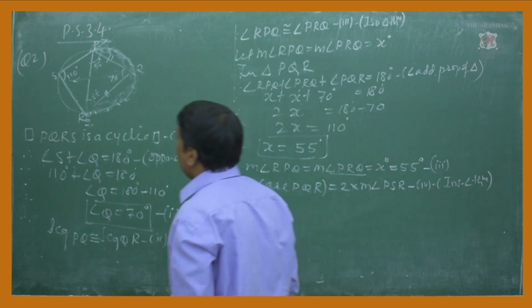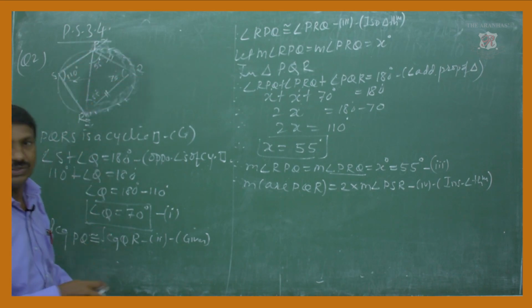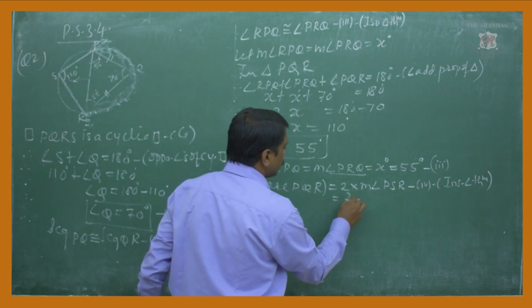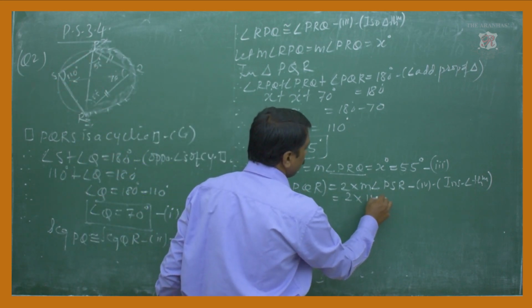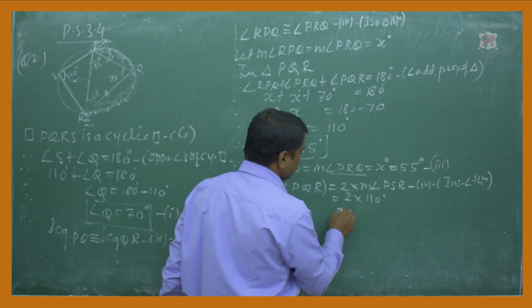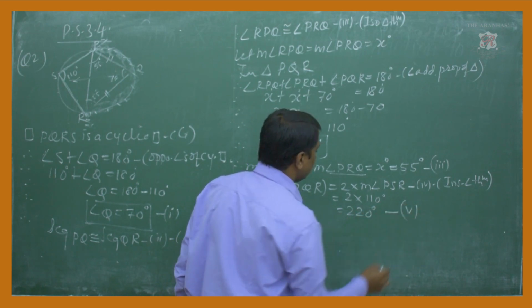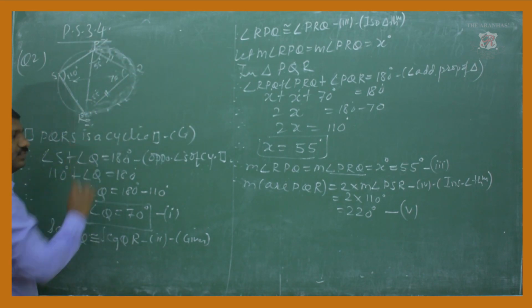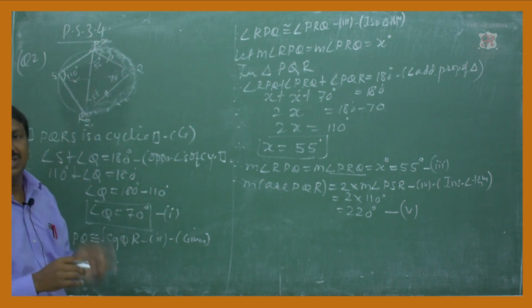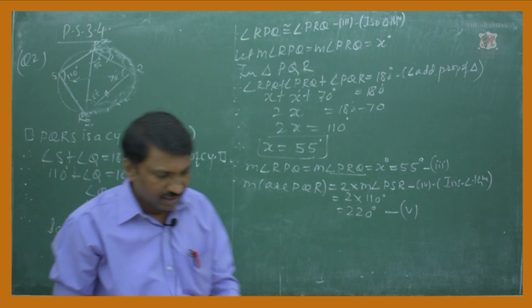By the inscribed angle theorem, what will we come to know? The measure of arc PQR will be 2 into PSR, which is given as 110 degrees, so it equals 220 degrees. This is the fifth one. See here, we found the measure of arc PQR. So PQR we got, that is 220 degrees. Now let's see the next one.